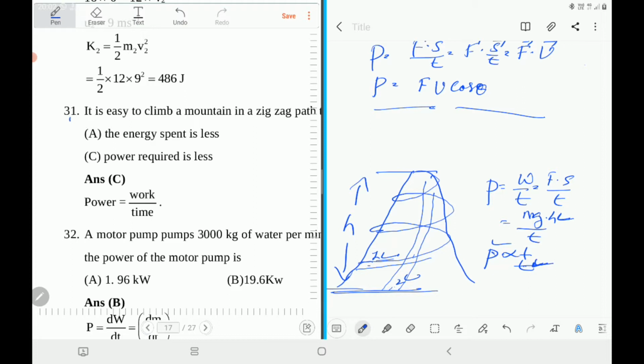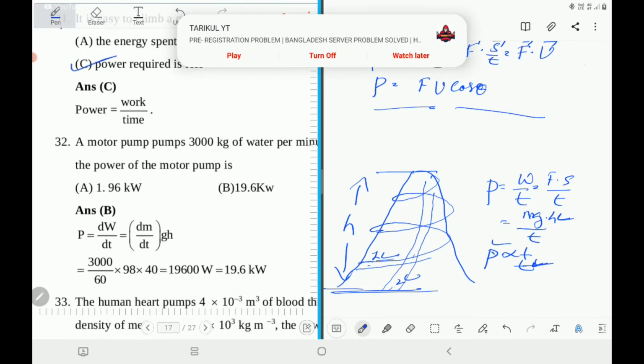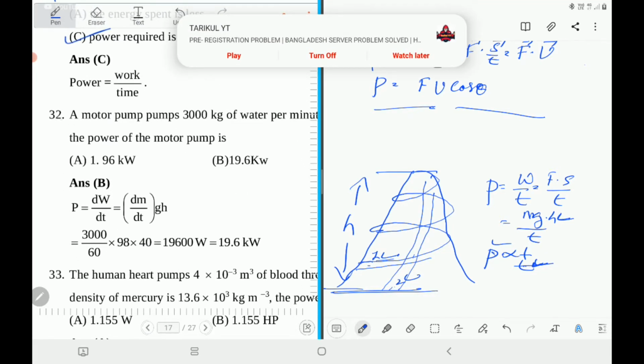Time is not the constraint. Whether you reach in 1 hour or 3 hours doesn't matter. Finally, you go to the top of the hill. That is the point. Of course, in the curved helical path you need more time, but the power required is less. That's why it's easier to climb in a zigzag, helical path. Option C. Now let's move on to the next one, that is 32nd.